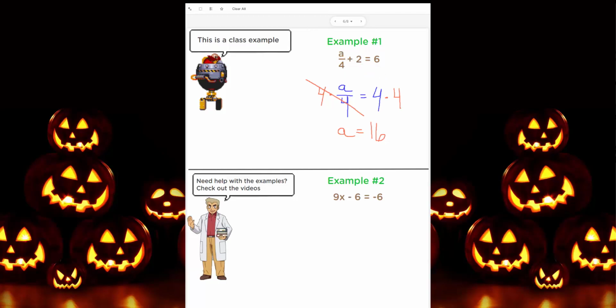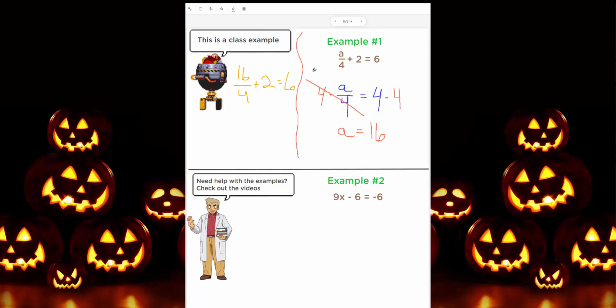Let's go back and check. So if A equals 16, let's replace A with 16 and see what happens. So we're going to replace A with 16. And then it's divided by 4 plus 2. Divided by 4 plus 2 equals 6.